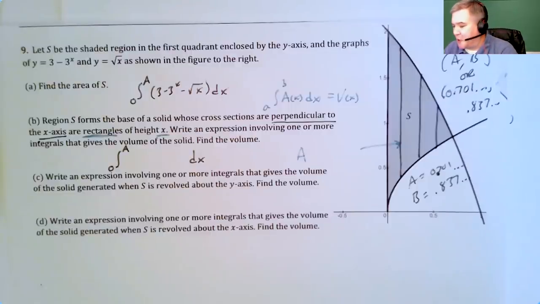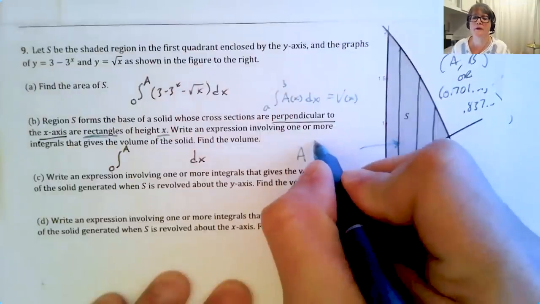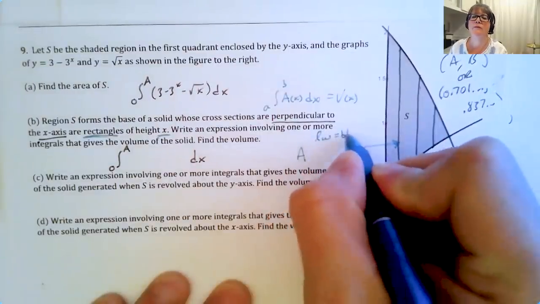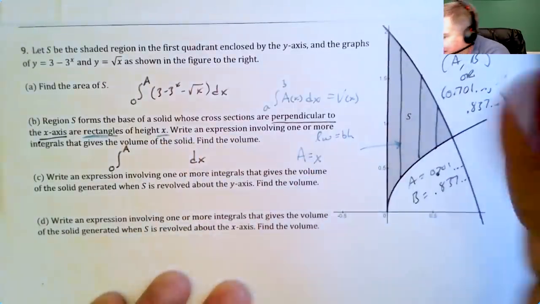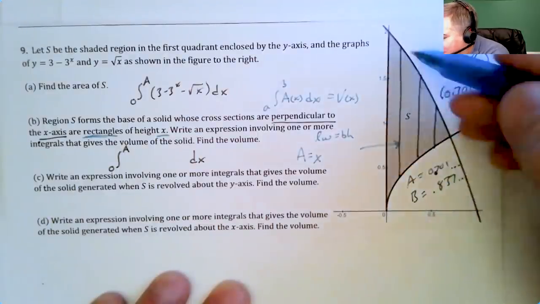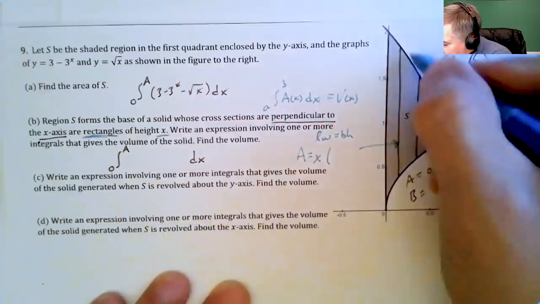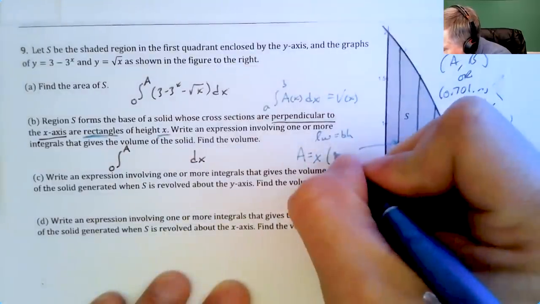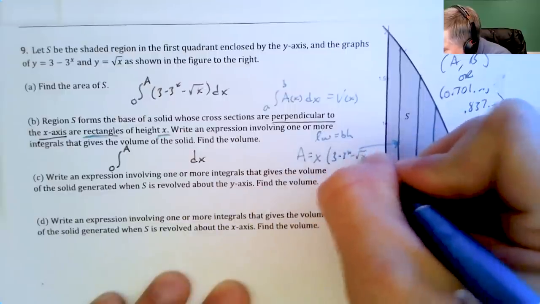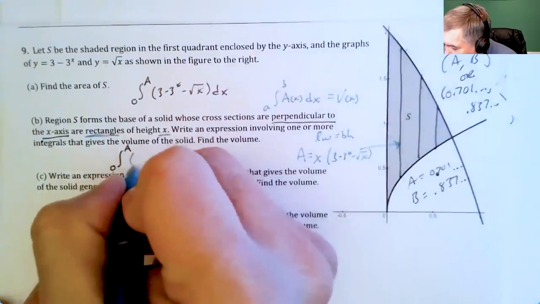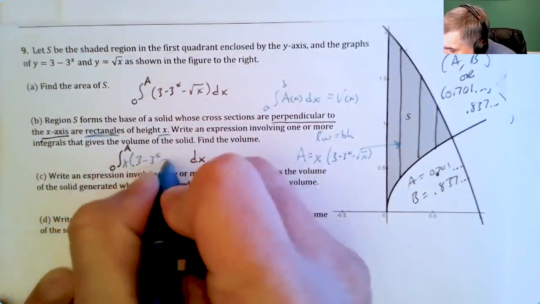So, Verge, help me out with the area of a rectangle. Length times width, or base times height, however you want to think about it. Yep. And they gave me the height. The height is x. When I'm looking down at these, I'm seeing the tops, but that means I'm also seeing the base. So the base is this difference, which is 3 minus 3^x minus the square root of x. And so that's what I'm going to put in here: x times 3 minus 3^x minus the square root of x.